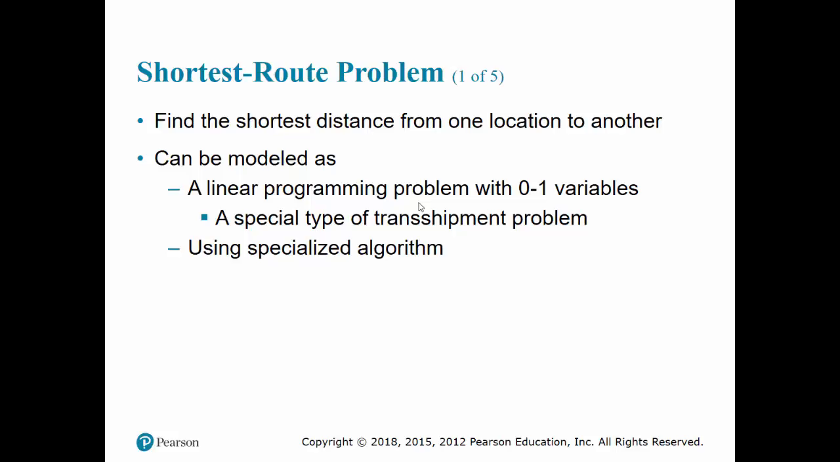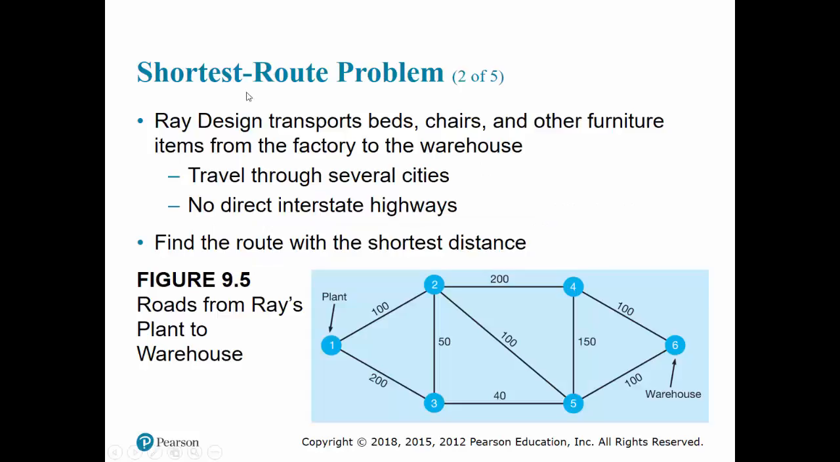So it'll be like you have a transportation network. You want to find what is the shortest path from one point A to point B. Okay, so here we have the plant, and these are the intermediate points, and then we have the warehouse. Each arc, the number that is associated with the arc is the distance. Now we want to know what is the shortest path from 1 to 6.